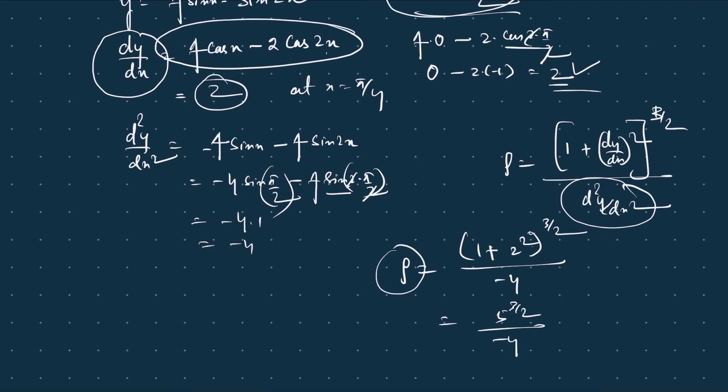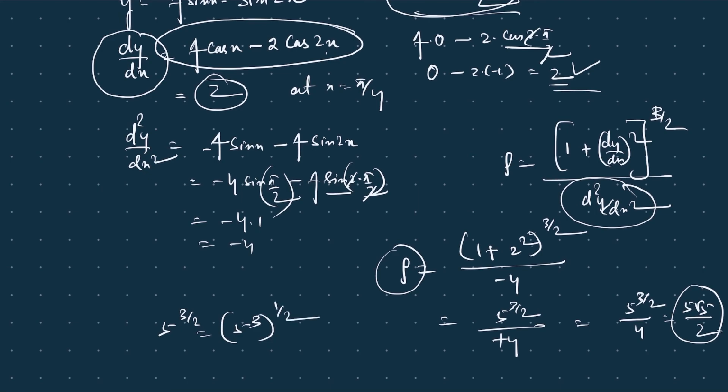But rho is nothing but a radius, and a radius can never be negative. That's why I am going to ignore the negative sign here. So it is 5 to the power 3 by 2 divided by 4. What is 5 to the power 3 by 2? That will be 5 root 5. If you don't understand, write it as 5 to the power 3, raised to the power 1 by 2. Multiplying 5 three times, 5 into 5 is 25, 25 into 5 is 125. The square root of 125 is 5 root 5. So rho is 5 root 5 by 4. Okay, I think you have understood. Thank you.